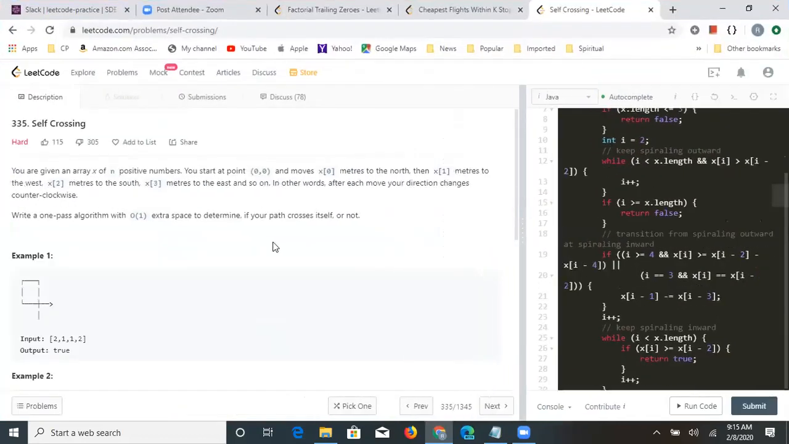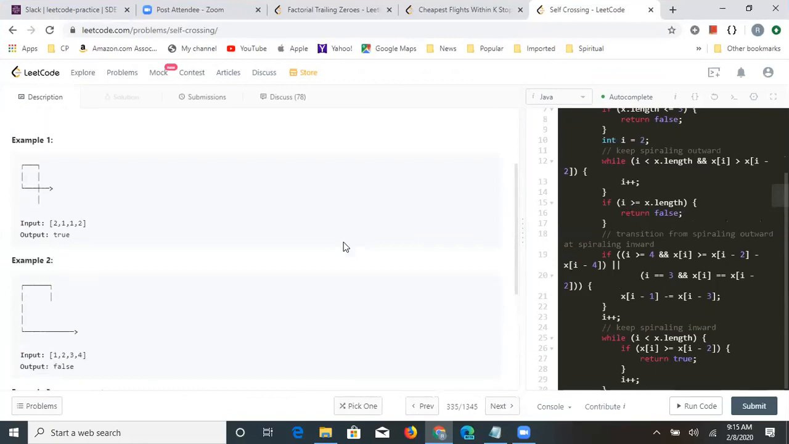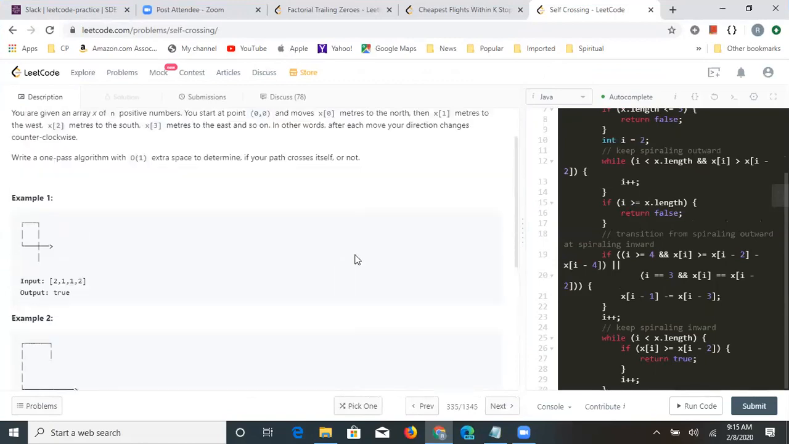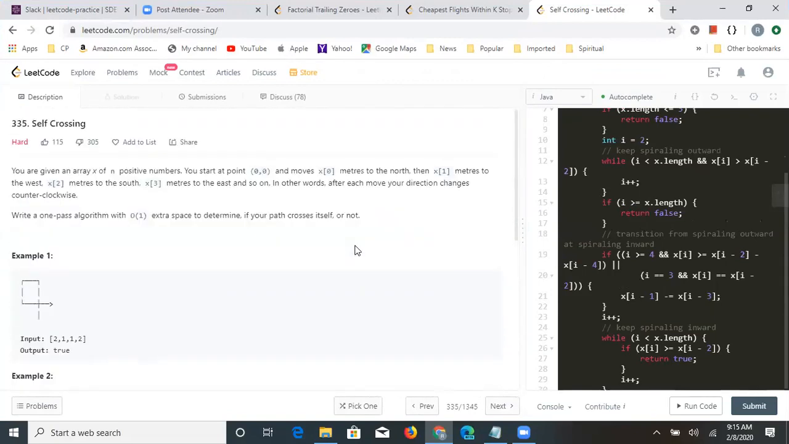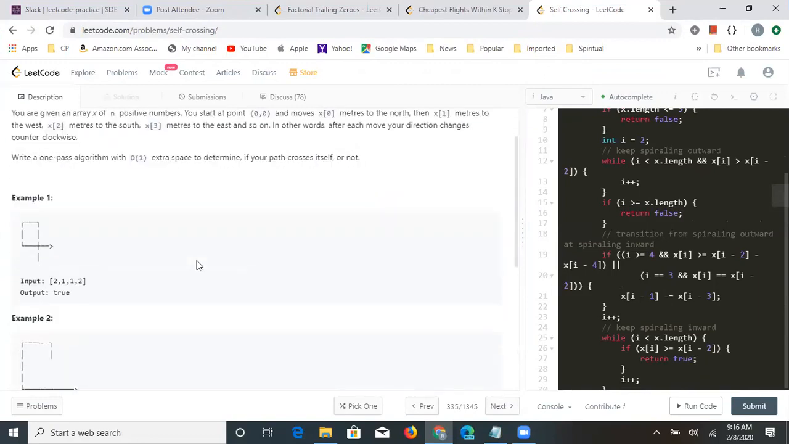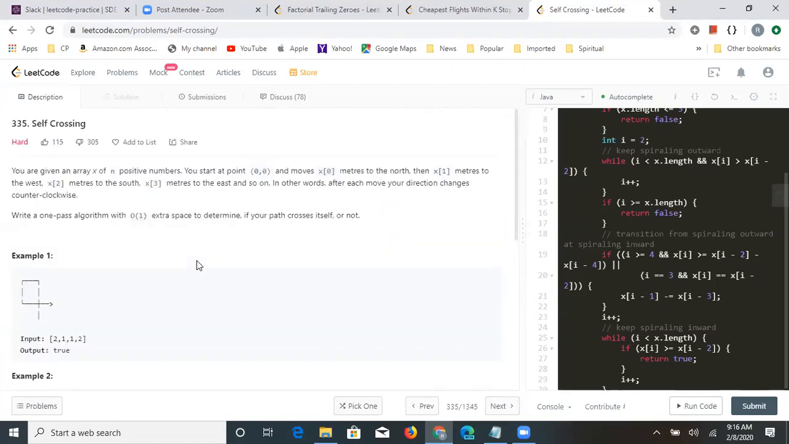Okay, this is an interesting problem. So the thing is, you start going north, then you take a left turn, then you take a left turn, then you take a left turn, you continue taking left turns. And you have to tell whether you have crossed the path or not.